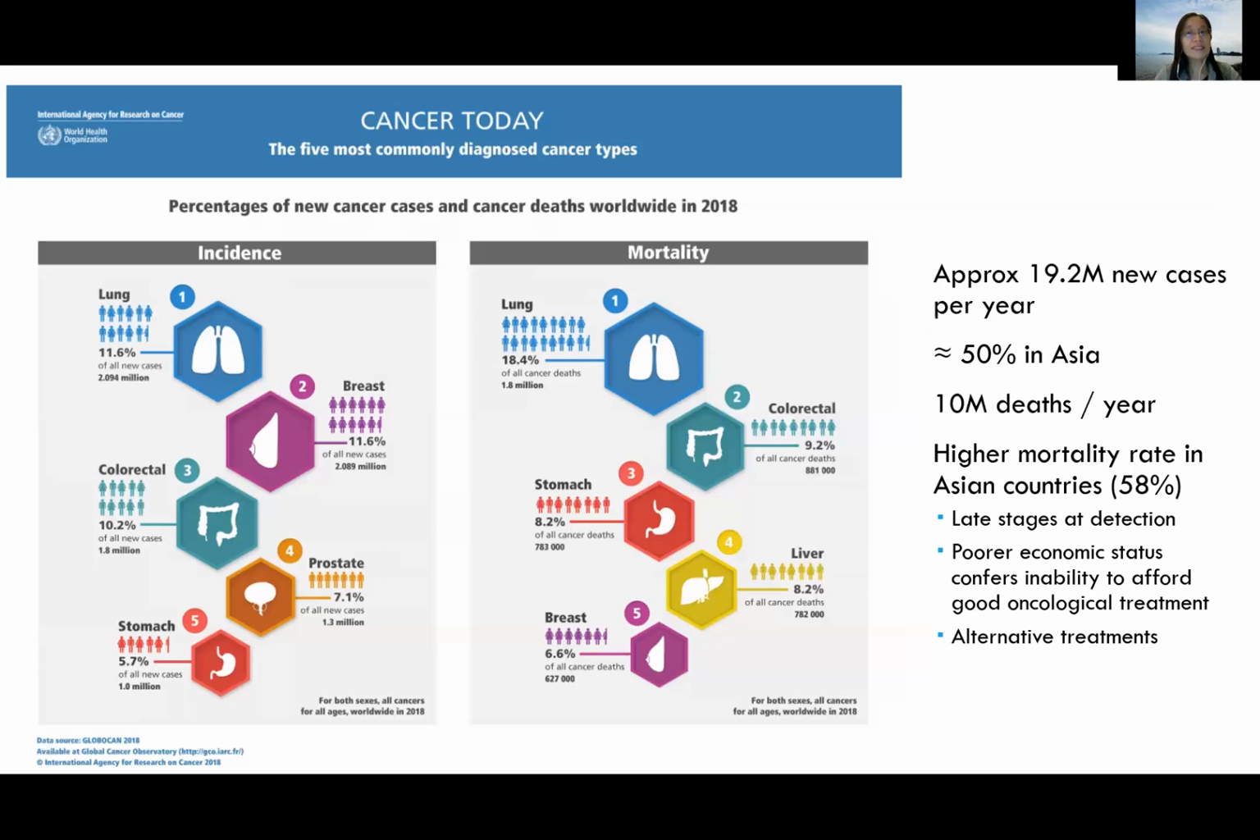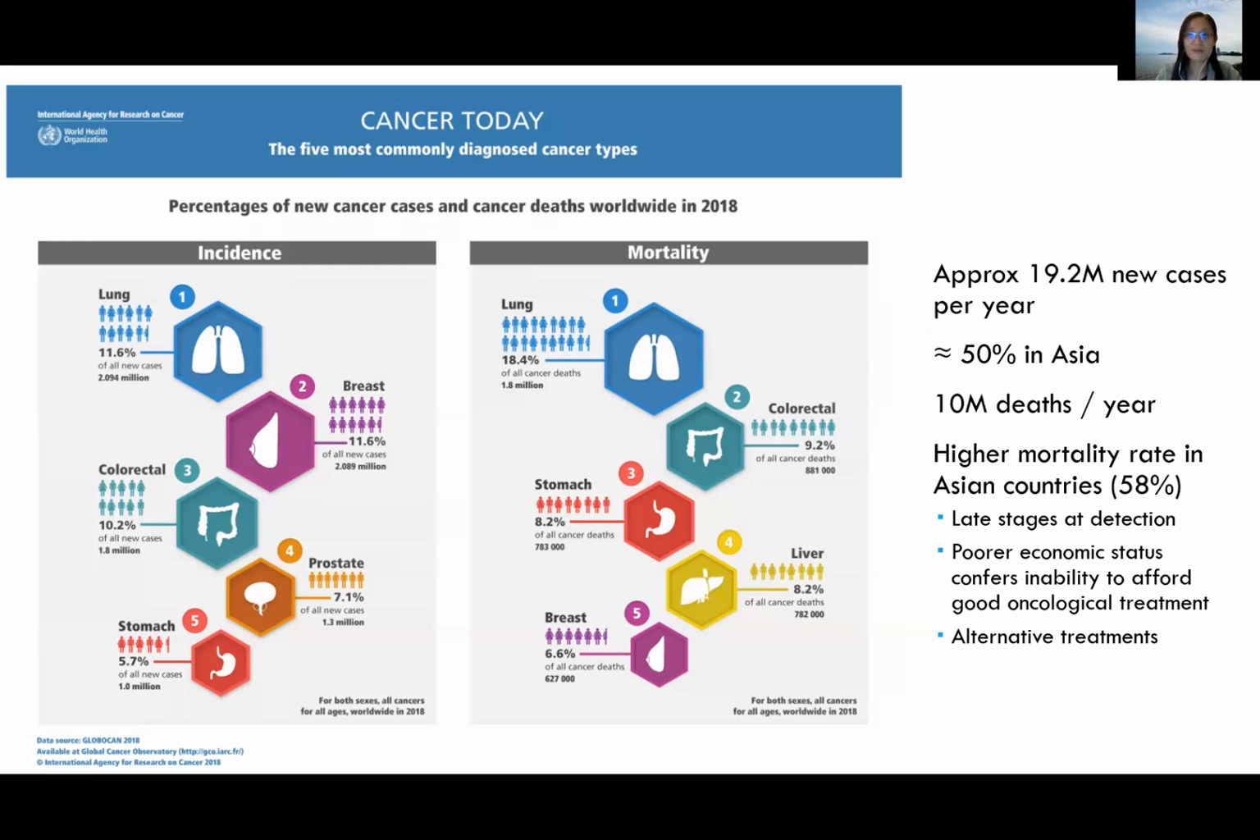So approximately 19.2 million new cases are detected per year in the world. 50% of them would be in Asia. That is partly because we have the highest population in the world. About 10 million deaths are recorded per year. These are data from GLOBOCAN, which is part of WHO data.